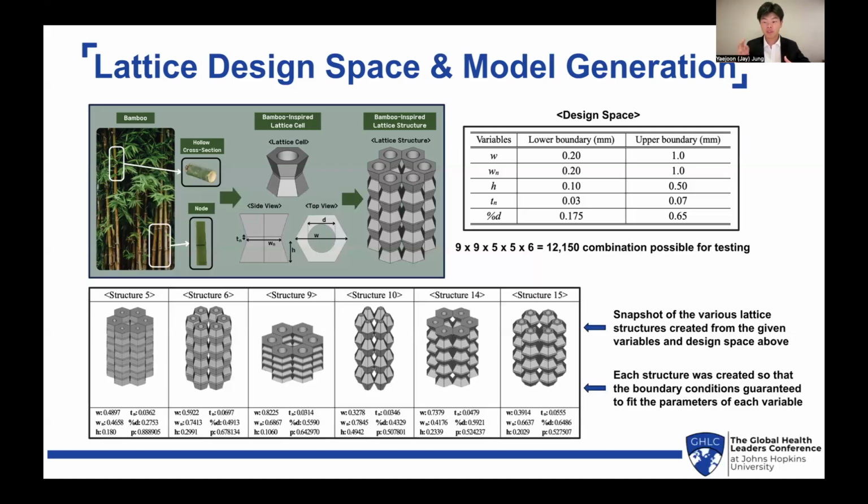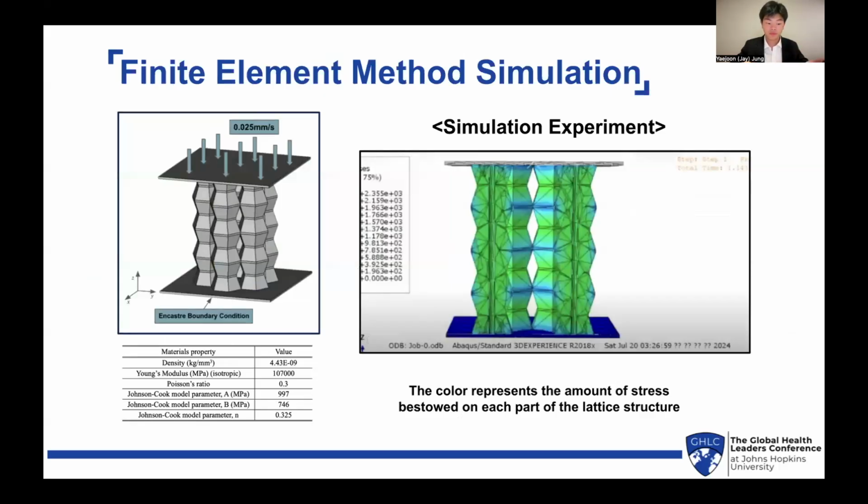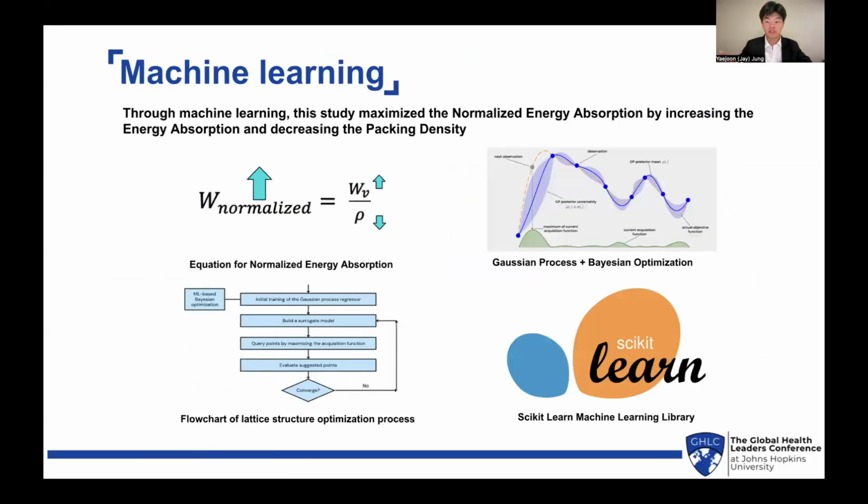I overcame this challenge with two revolutionary solutions. First is a finite element method simulation. By using these material properties, I was able to simulate how a Ti-6Al-4V of this structure will react under vertical stress conditions. Second, I used a machine learning-based approach. I had a goal of normalized energy absorption, which is characterized by energy absorption over packing density. This was intentionally created to capture a structure that is not only stronger, but also more lightweight and has better porosity. I conducted this study with Gaussian process and Bayesian optimization.